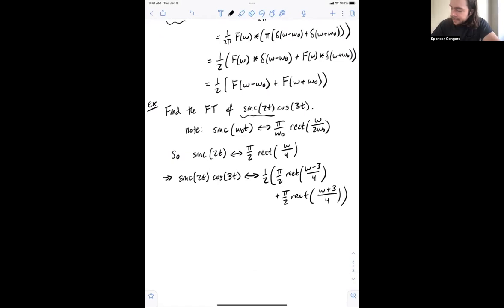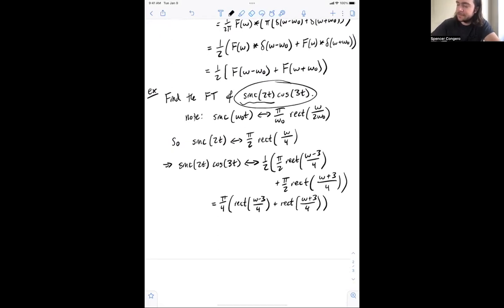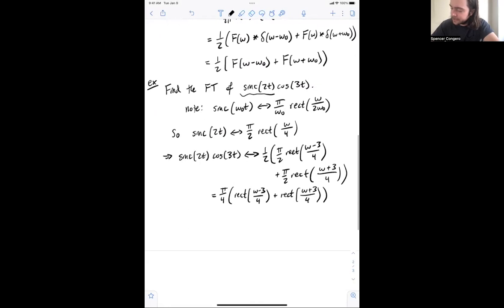Okay, and let me just clean this up real quick. So we get pi over 2 in both of these terms, I can factor out. So we're going to get pi over 4, and then I'm left with rect of (omega minus 3) over 4 plus rect of (omega plus 3) over 4. Okay, so that is the Fourier transform of this function. All right, and I can just plot that real quick.